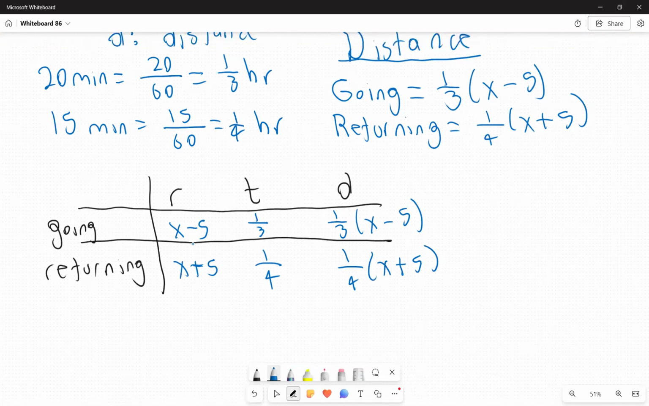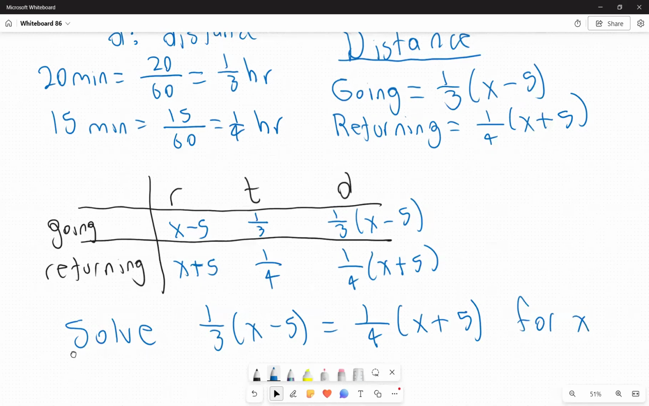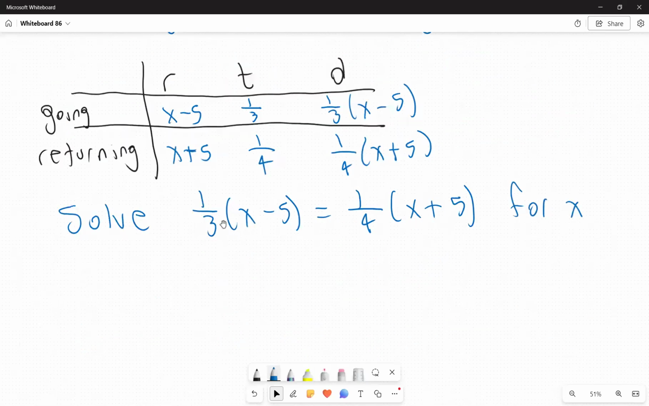Since it is the same distance each way, we are going to solve 1/3 times x minus 5 equals 1/4 times x plus 5 for x. And what we can do, we can start by cross multiplying. So cross multiply 4 and 3. So pass the 4 to the left and pass the 3 to the right. Then distribute.